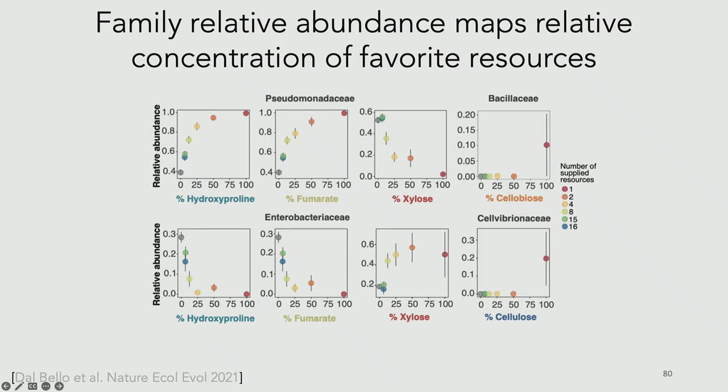Okay. Can I ask a question? So in terms of contribution to diversity, if you look at the diversity within Pseudomonaceae, how does it change as a function of the resource? What I'm saying is, how much of the variation of diversity that you see is due to the variation of the relative abundance of enterobacteria versus Pseudomonas?